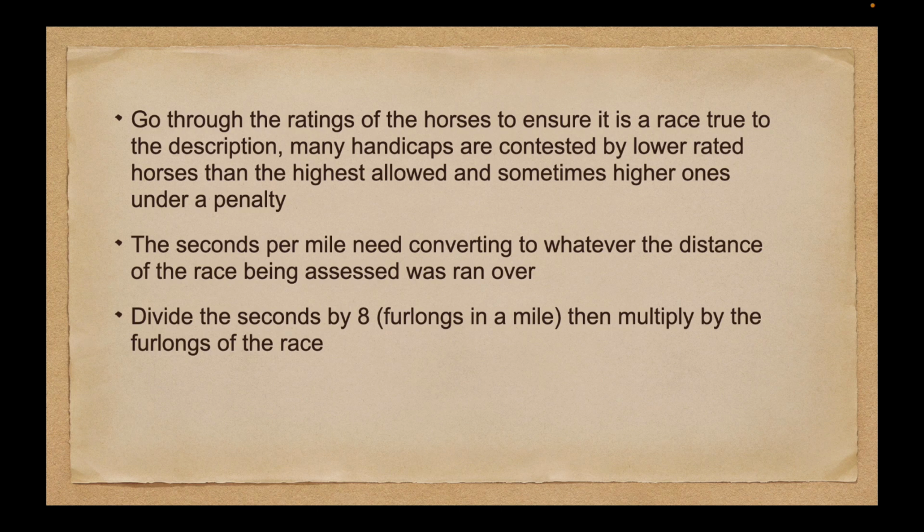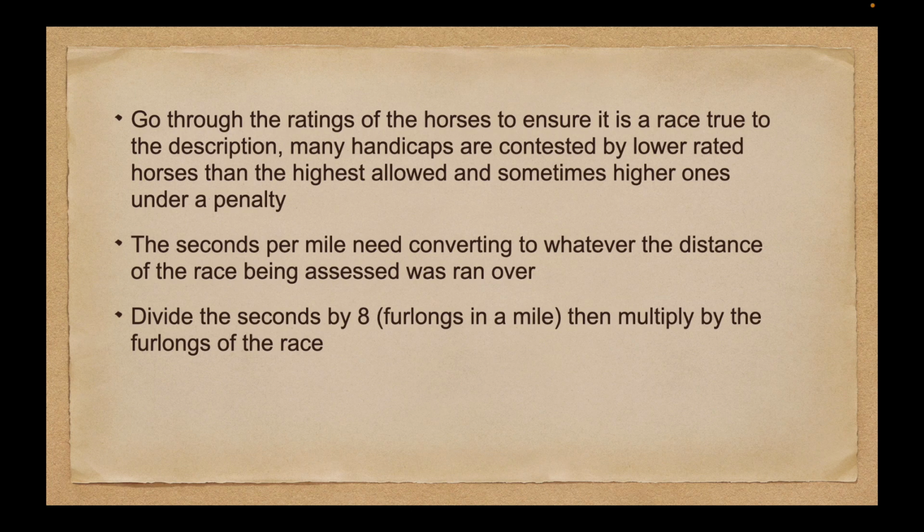So first of all, you have to make sure that the race is a true race, what is being described, because many handicaps, such as 0 to 70, are contested by a field where the best horse is probably 66. And there might be one at 63, in which case it's not really a 0 to 70. I would describe that as a 0 to 65. Also, sometimes there's only one horse with that rating of, say, 69 in a 0 to 70.